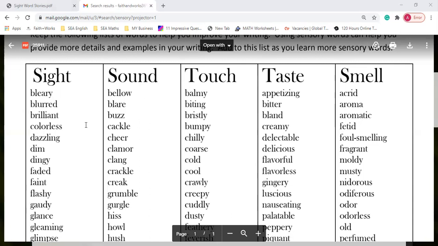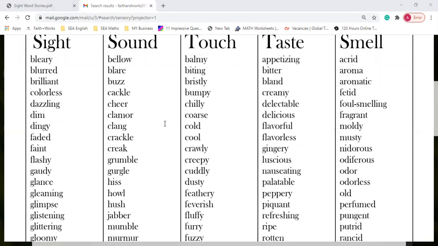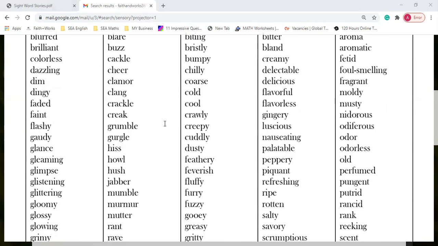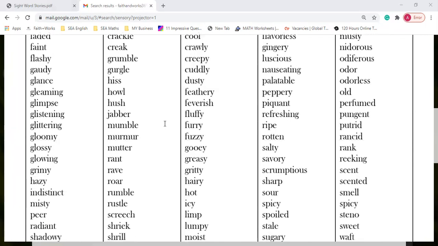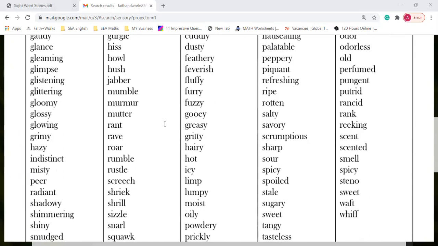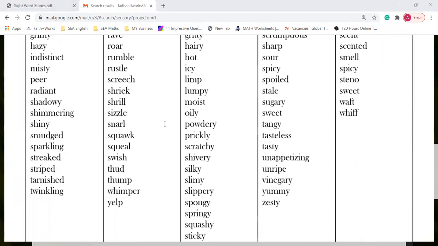All right, let's go through the words for sound. Barrel, glare, buzz, cackle, cheer, clamor, clang, crackle, creak, rumble, gurgle, hiss, howl, hush, jabber, mumble, murmur, mutter, rant, rave, roar, rustle, screech, squeak, shrill, sizzle, snarl, squawk, squeal, swish, thud, thump, whimper, yell.